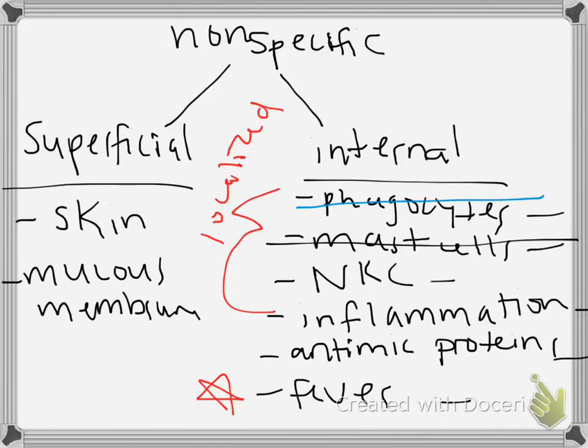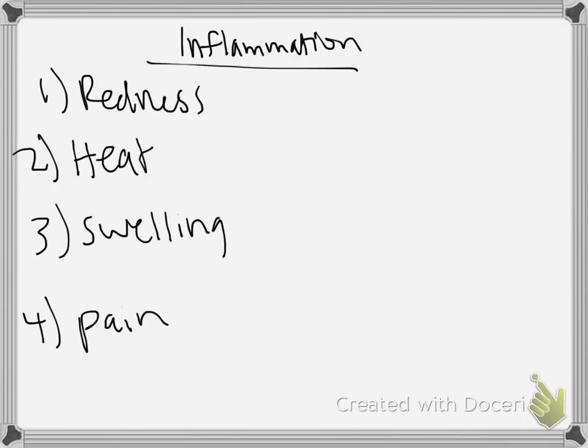Alright, so we've gone through phagocytes, we did mast cells, we did natural killer cells. Next we'll do inflammation. So with inflammation, there's 4 signs of inflammation: redness, heat, swelling, pain.